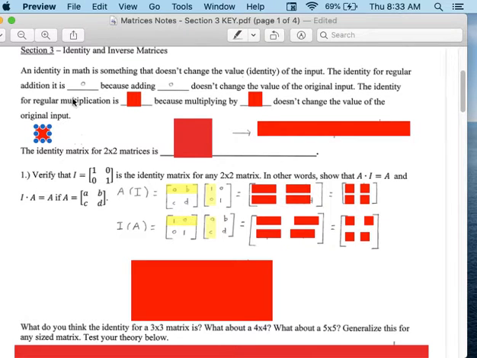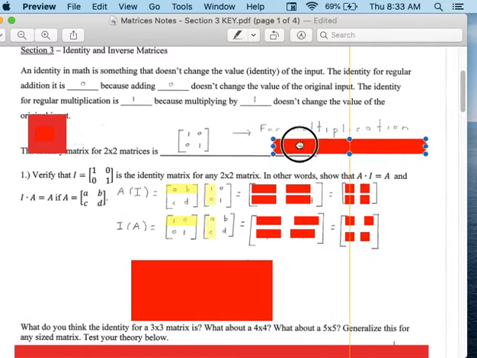The identity for multiplication, what do you think it is? 1. Because multiplying by 1 doesn't change the value. So the slope of that equation y equals x is 1 over 1. So matrices also have an identity, okay? Here's the identity if the matrix has the size of 2 by 2. It's 1, 0, 0, 1. And this is for multiplication.